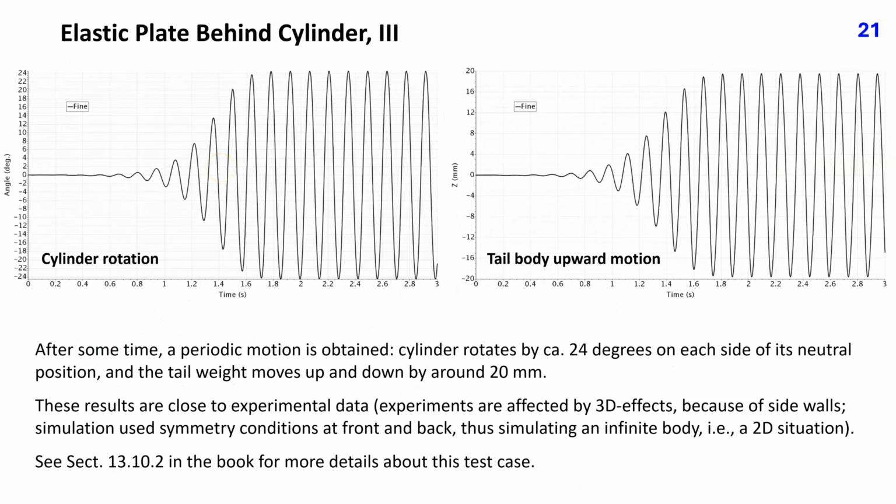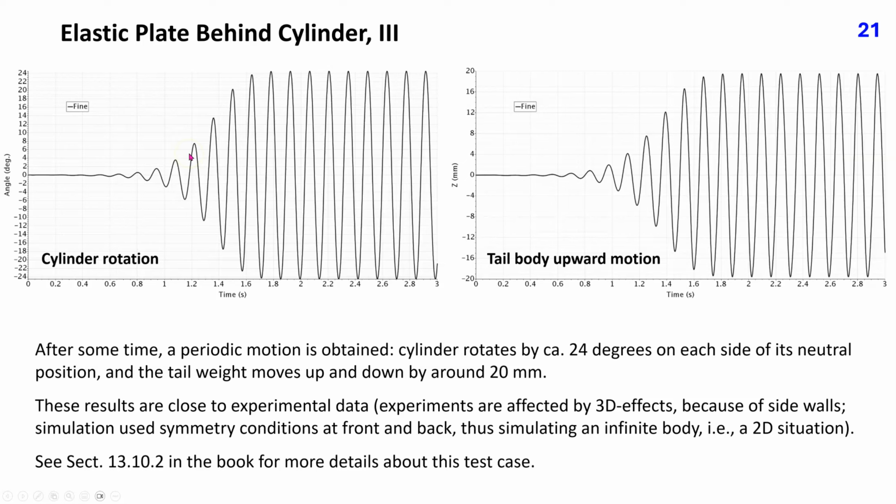Simulation is started with the plate behind the cylinder aligned with the flow. It takes some time until vortices on both sides of the plate develop. If the cylinder was fixed, the plate would suppress vortex shedding behind it. However, because the cylinder can rotate, small initial disturbances quickly grow, and after about 1.8 seconds, a periodic motion of the cylinder and tail body is obtained.